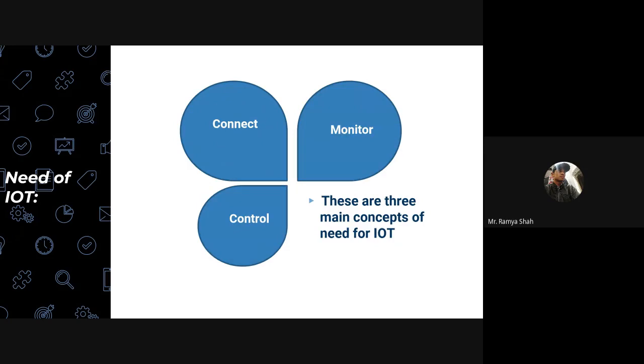Okay. The need of IoT: when we are talking about it, we should know a few things. There are three main concepts when we are talking about needs. The first one is to connect, the second one is to monitor, and the third one is to control. Now, connect is an easy phase and there is no need of explanation for connecting a device.